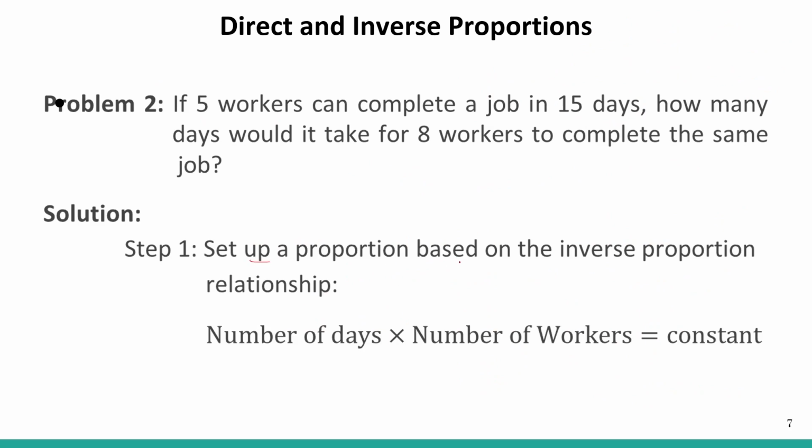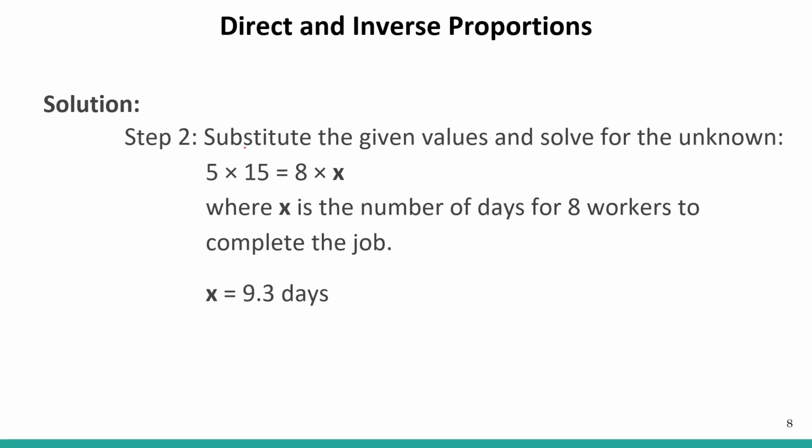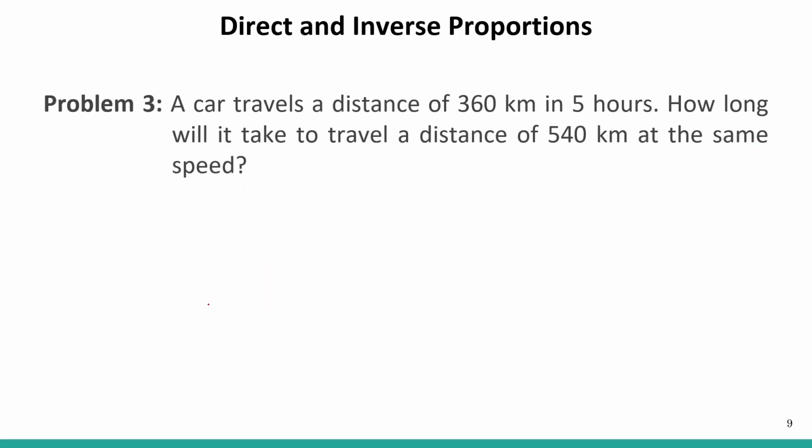So setting up the proportion based on the inverse proportion relationship: number of days into number of workers is equal to constant. That is where method 2 is applied. That is the work time relation. So substituting the given values to solve the unknown: 5 into 15 is equal to 8 into x. So x will be what? 9.3, that is actually 75 by 8. This is what 9.3 is equal to.